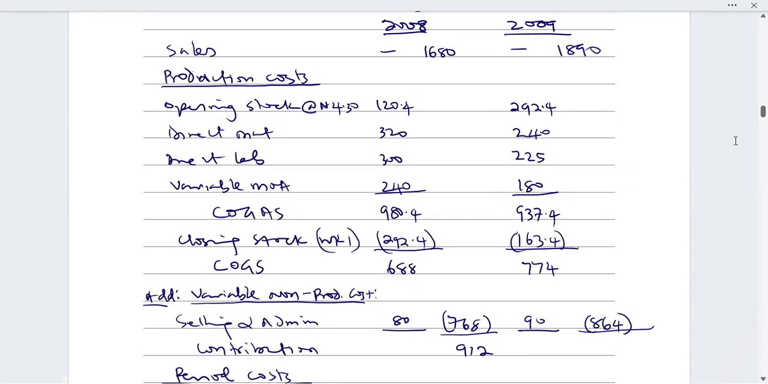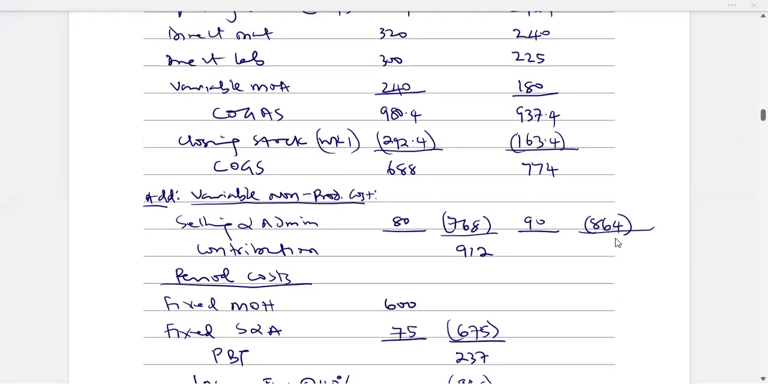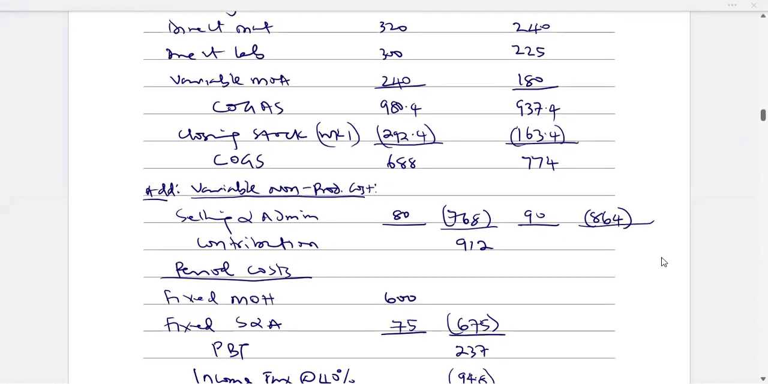864 minus 1890. What do you have? 864 minus 1026. 1026, all right, thank you. Here is 1026. Okay, so that represents the contribution for 2009.